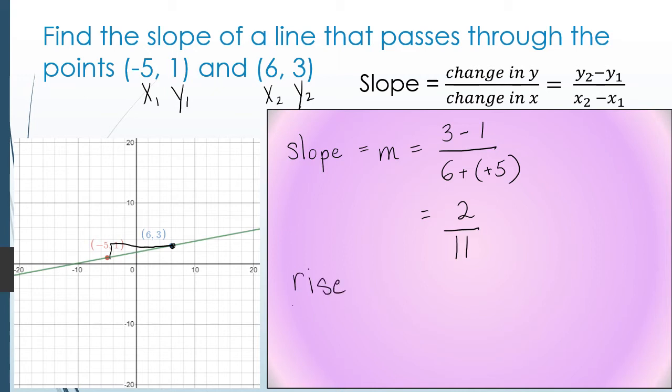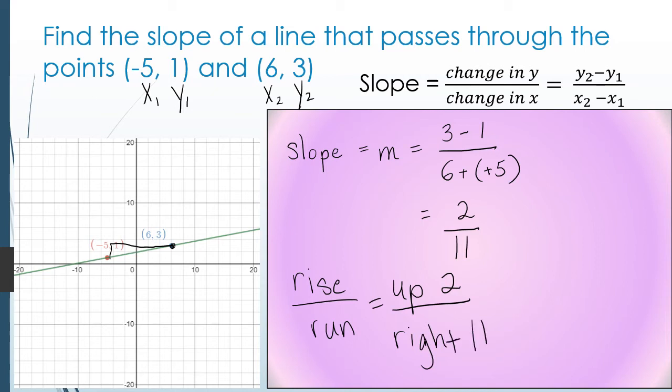Remember that slope is rise over run. So a slope of 2/11 means from one point to another, you should be able to go up 2 units and right 11 units and get to another point on the line.